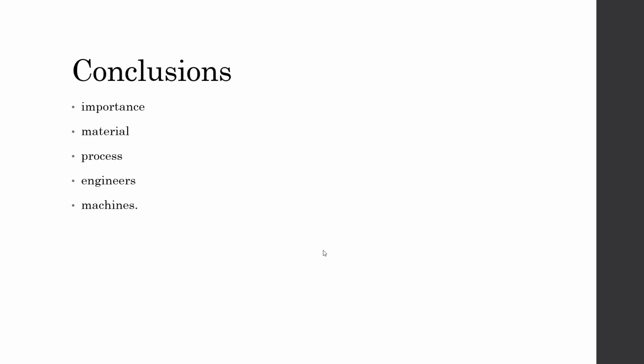So those are the conclusions: the importance that exists between the material, the process and the final product, right? Also among the company, the engineers, the machines, the process, the material. So there are a lot of important points that you have to see in each type of material and each type of process and each type of machine.